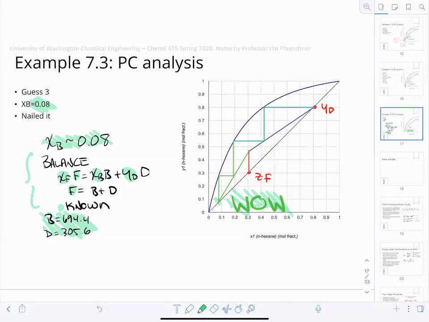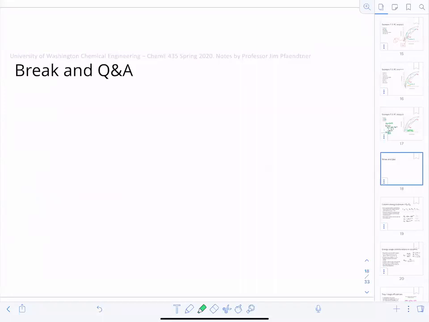So this is a good stopping point. Let's take a 5-minute break. So we'll come back at 12:44. If you have questions, send them to Lynette and we will answer all the questions before we move on and start talking about energy balances and more complicated separations. Be right back at 12:44.